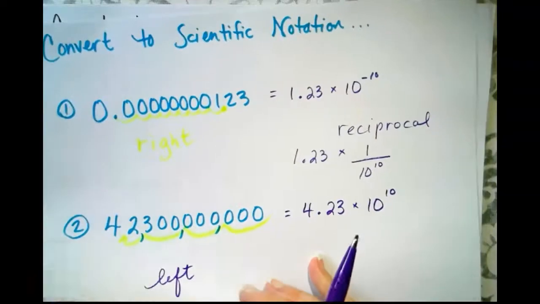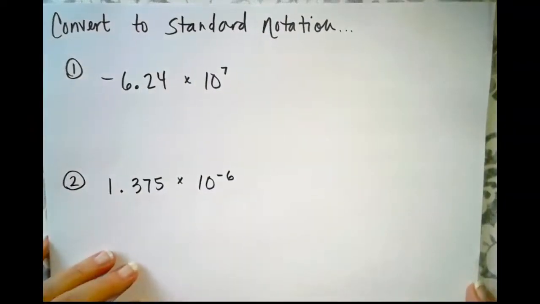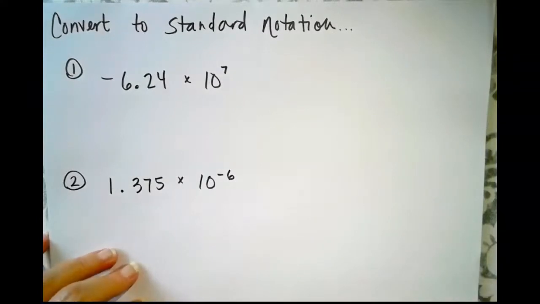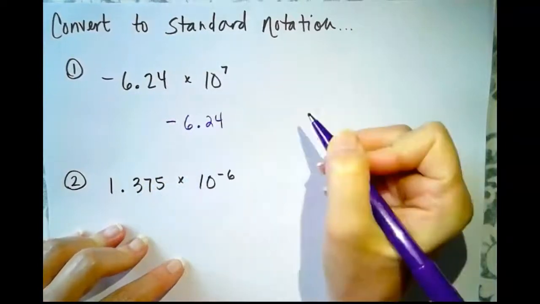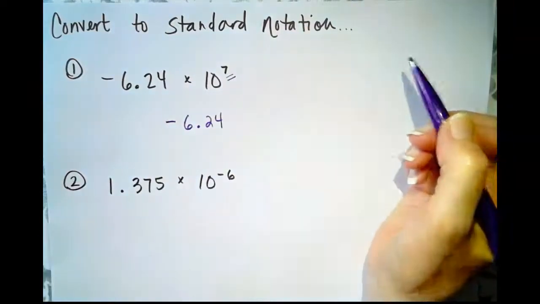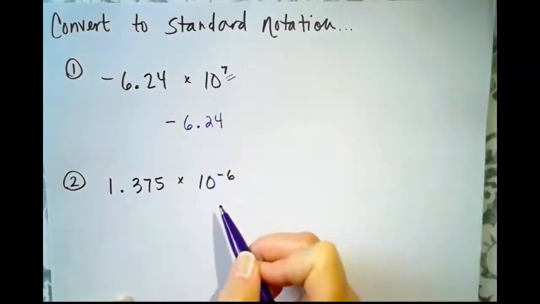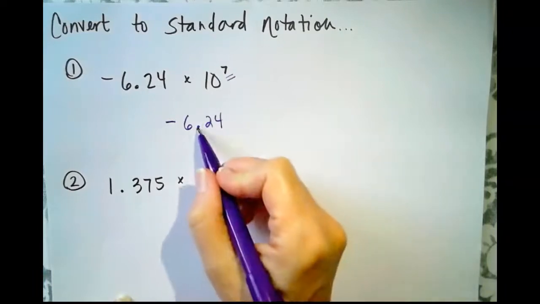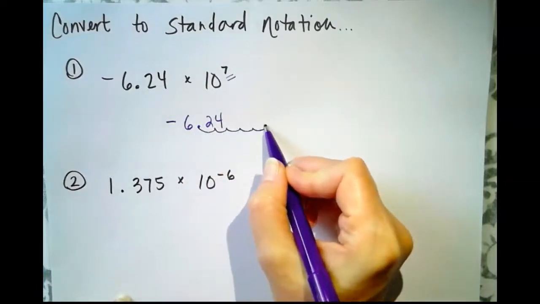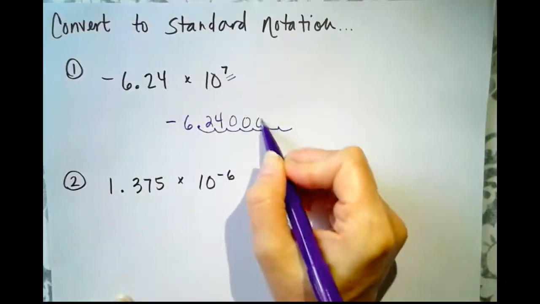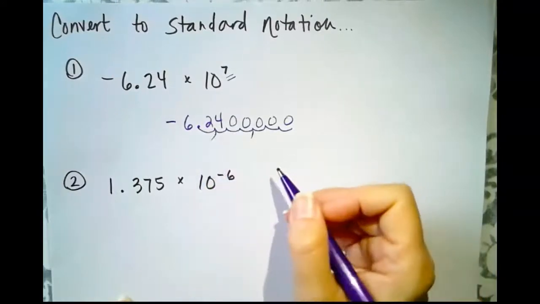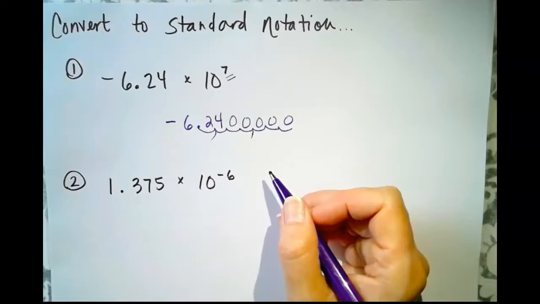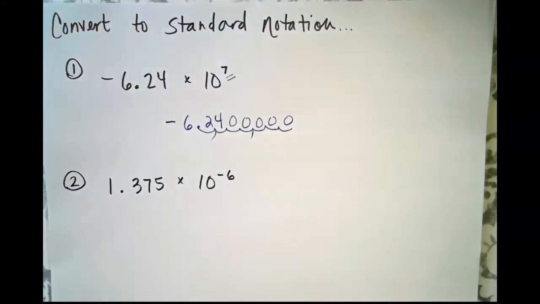We're moving the decimal to the right or to the left. So now we're going to convert to standard notation. Still, we're just going to be shifting the decimal. So if we have negative 6.24, and we're multiplying it by 10 to the 7th, that decimal, since 7 is positive, just needs to move to the right 7 times. 1, 2, 3, 4, 5, 6, 7. So there we go. So that would be negative 62,400,000, the standard notation for negative 6.24 times 10 to the 7th.